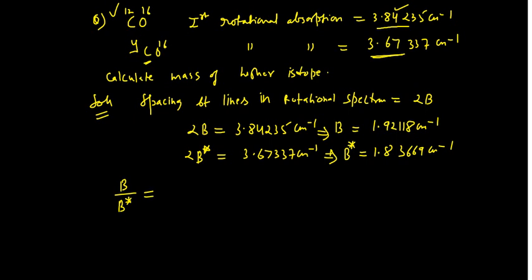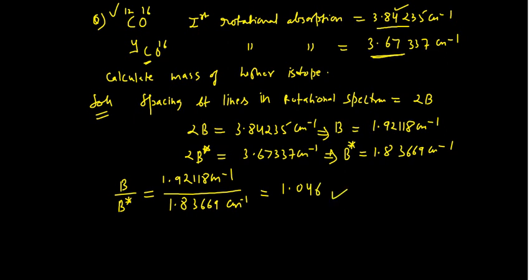So the value of b was 1.92118 centimeter inverse divided by 1.83669 centimeter inverse, because these are the ratio, then it must be unitless, then 1.046. This is the ratio you have calculated. Now you are calculating, say, 12C16O reduced mass, so mu would be equal to what?